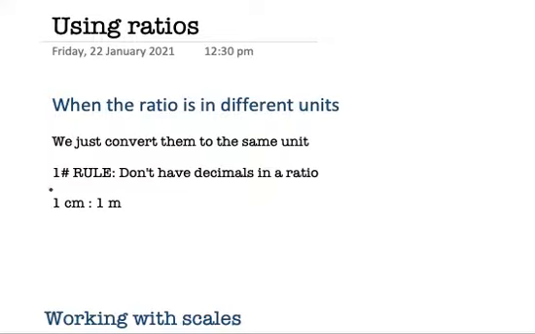Let's say I was given the ratio 1 centimeter to 1 meter. I want to convert them to have the same unit. So that means I can have them as either in meters and meters, or I can do centimeters and centimeters. Okay, and then I can just remove the unit when I'm done. So let's first convert them both to meters. I've started off with this side as 1 meter already, so that's just going to stay as 1. Now I need to convert 1 centimeter into meters.